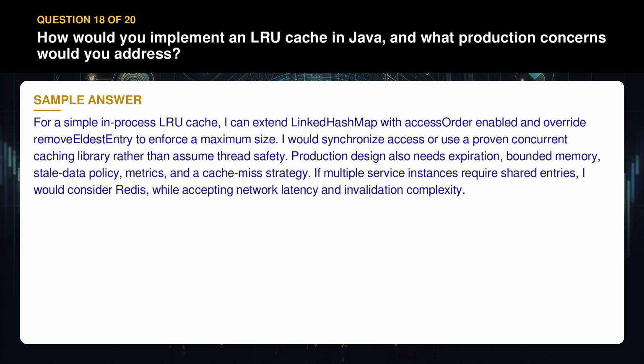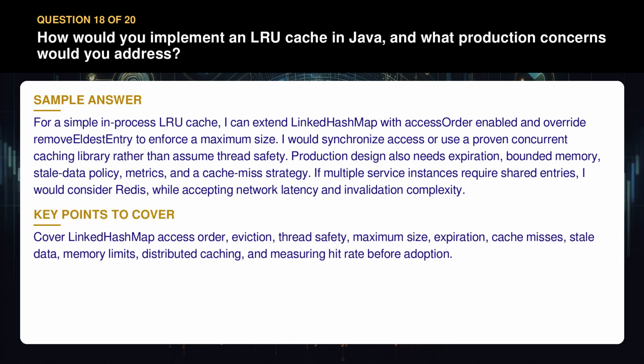I would synchronize access or use a proven concurrent caching library rather than assume thread safety. Production design also needs expiration, bounded memory, stale data policy, metrics, and a cache miss strategy. If multiple service instances require shared entries, I would consider Redis, while accepting network latency and invalidation complexity. Cover LinkedHashMap access order, eviction, thread safety, maximum size, expiration, cache misses, stale data, memory limits, distributed caching, and measuring hit rate before adoption.